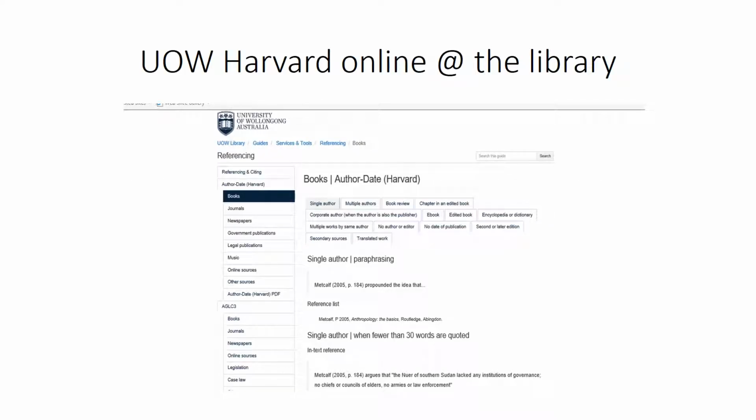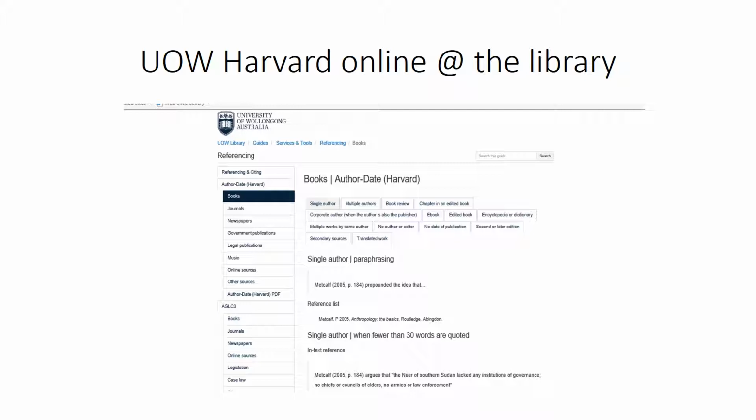If you need to know where the UOW Harvard guide is, please go to the library page and down the right hand side you'll see that there's a number of options for you to click on, and one of them is referencing. If you click on referencing, you'll then get a screen somewhat similar to this, which indicates that you want UOW Harvard or AGLC or APA. Click on the UOW Harvard and then you get the screen that you're looking at here.